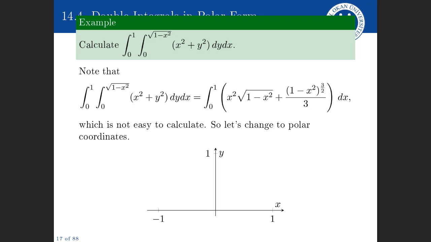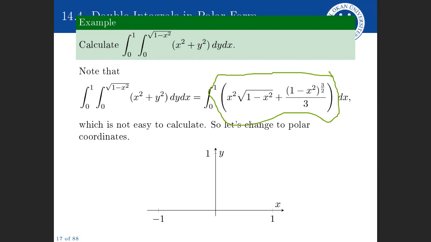Let's do another one. Calculate the integral from 0 to 1, integral from 0 to the square root of 1 minus x squared, of x squared plus y squared, dy dx. Now, note, if we try to do this as a Cartesian integral, we can do the first one, we can integrate with respect to y, but we get this complicated thing here. And this is not easy to calculate.